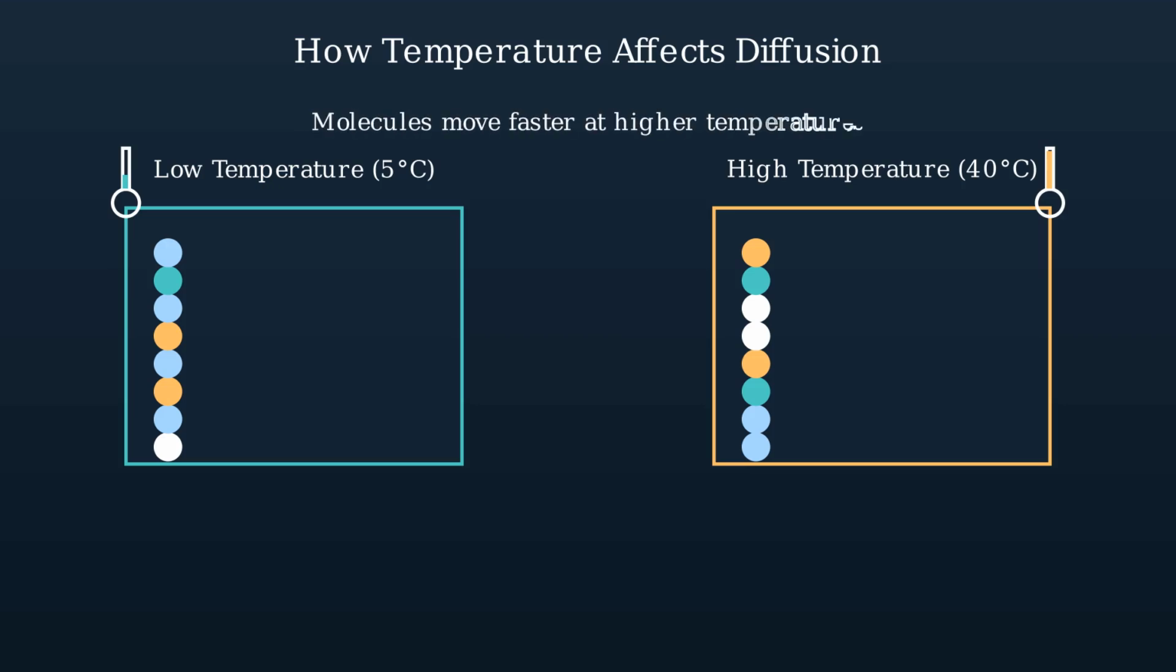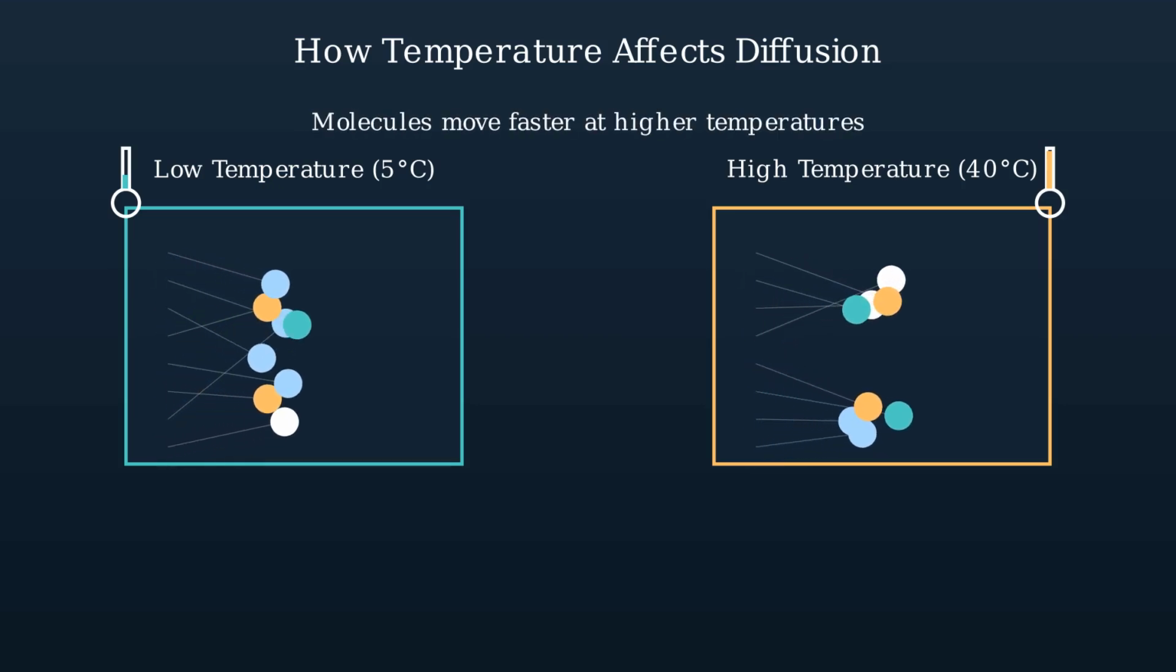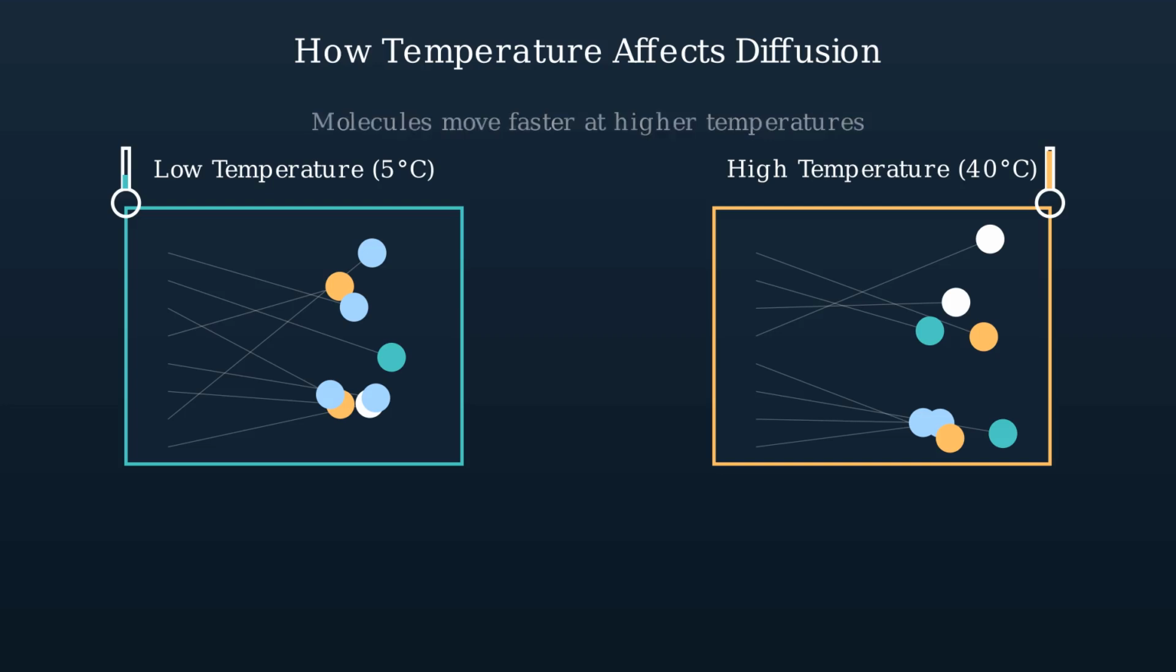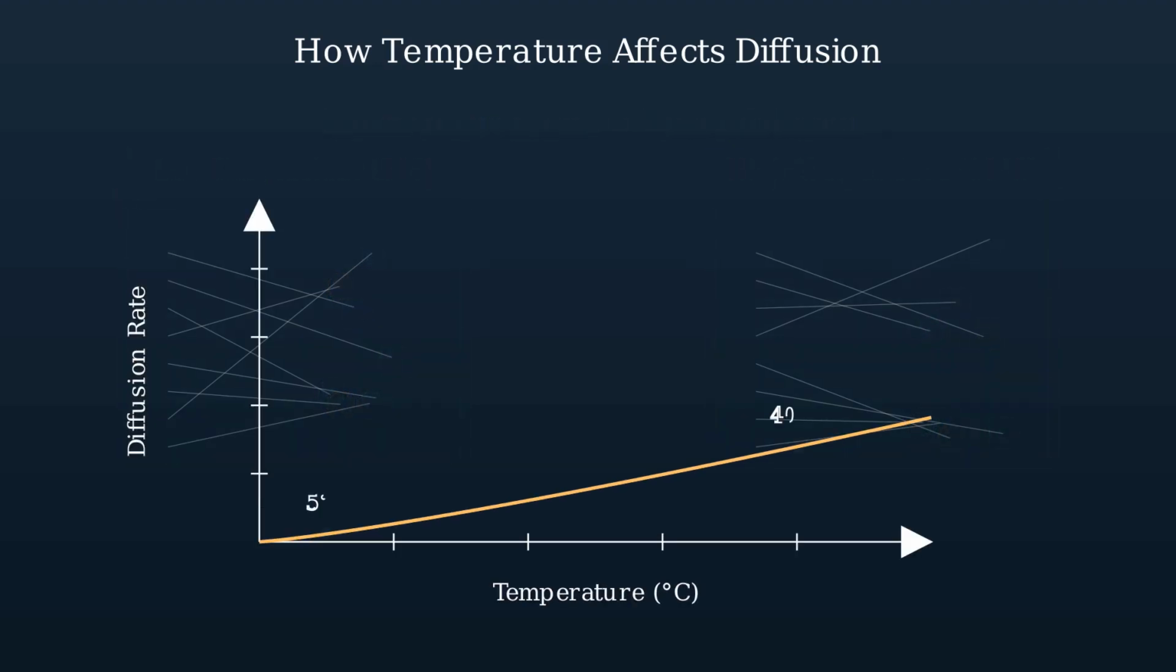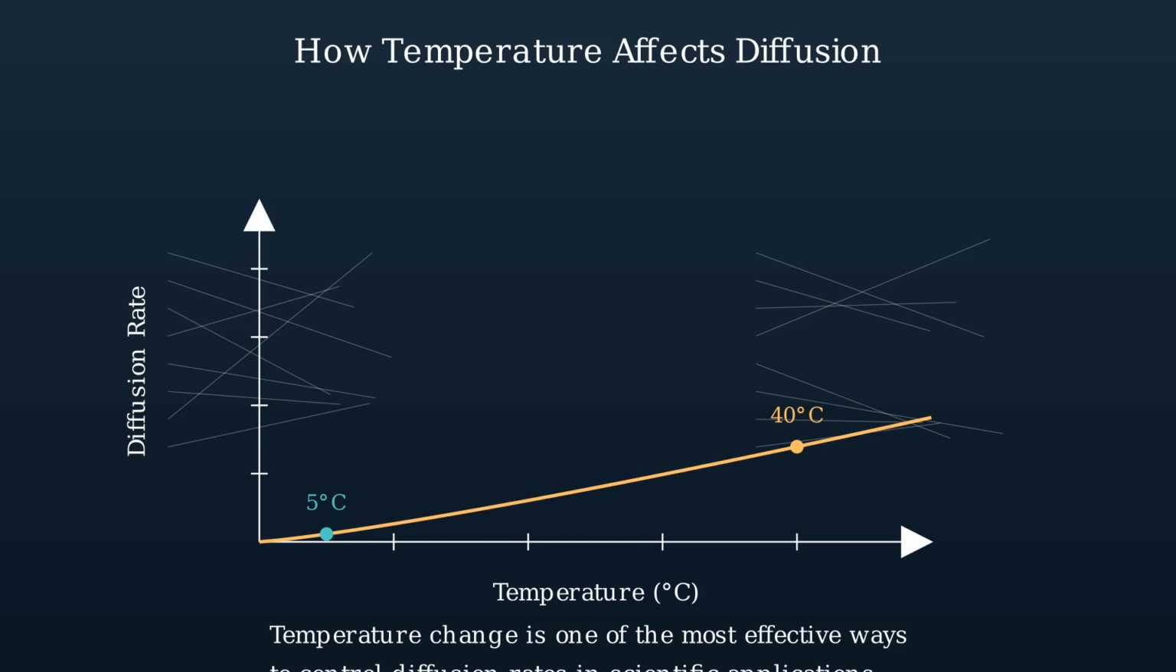Molecules at higher temperatures move much faster than those at lower temperatures. As a result, diffusion happens much more quickly at higher temperatures. The relationship between temperature and diffusion rate is not linear. As temperature increases, diffusion rate increases more rapidly. Temperature change is one of the most effective ways to control diffusion rates in scientific applications and natural processes.